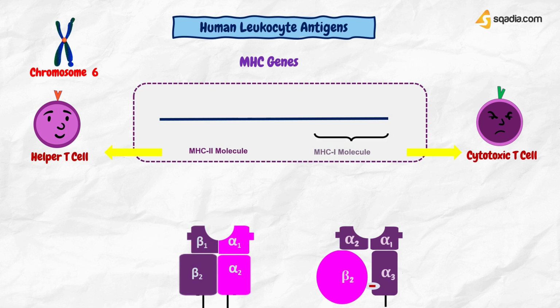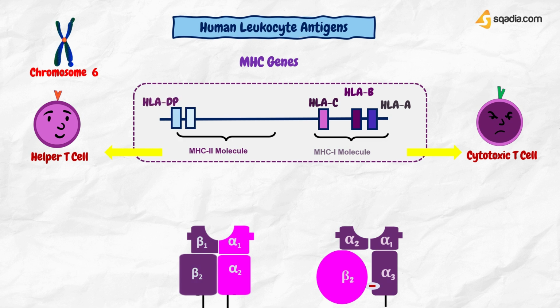MHC class I genes encode proteins which are HLA-A, HLA-B, and HLA-C. But MHC class II encodes proteins called HLA-DP, HLA-DQ, and HLA-DR. MHC class I is presented on all nucleated cells throughout the body. But MHC class II is found on the surface of antigen-presenting cells, such as macrophages and dendritic cells.